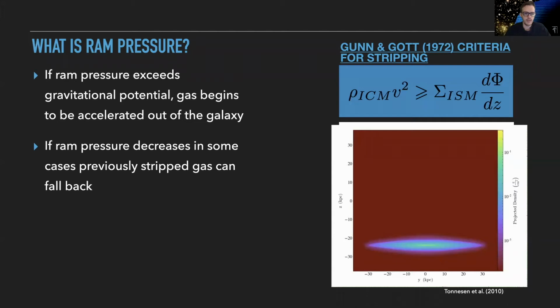Now, if ram pressure decreases in some cases, or if gas rotates to a more shielded side of the disk where it feels less strong ram pressure, that previously stripped gas can fall back on the galaxy. So, for example, here's a movie from Stephanie Tonnesen showing a galaxy in a wind tunnel. And if you look closely, you can see some gas ends up below the disk, where all the gas in the disk was originally at zero. So some of that gas is falling back and punching through the disk to the other side.